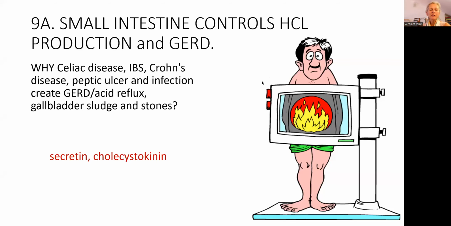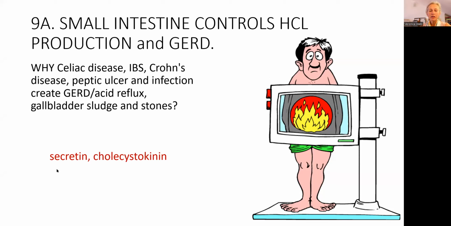Friends, today we will continue our conversation on the topic of the small intestine, and I will explain why an inflammatory process in the small intestine will create acid reflux or GERD or gallbladder sludge and stones. Inflammatory processes like celiac disease, IBS, Crohn's disease, peptic ulcer, and infections such as bacterial or viral infection may cause gallbladder stones and acid reflux.